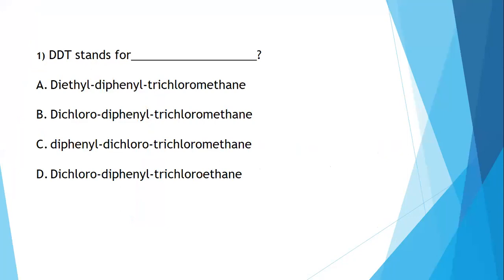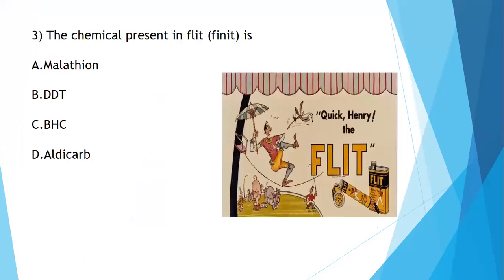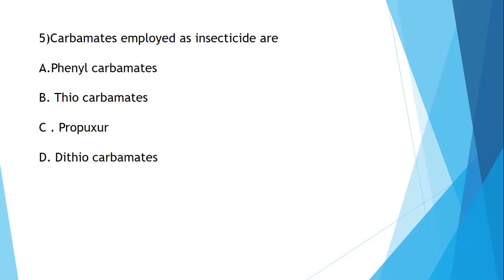DDT stands for dichloro diphenyl trichloroethane. Option is D. First organic pesticide to be used commercially was DDT. The chemical present in Flit or Finit is malathion. DDT concentration increases in the human body because it is soluble in fat. Option here is C. Carbamates employed as insecticides are propoxur.